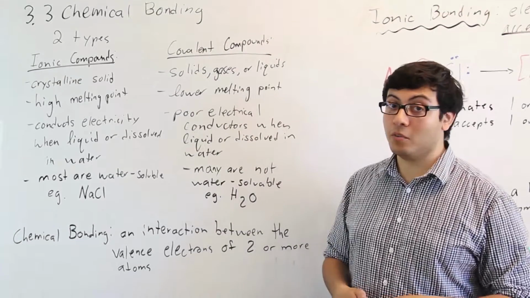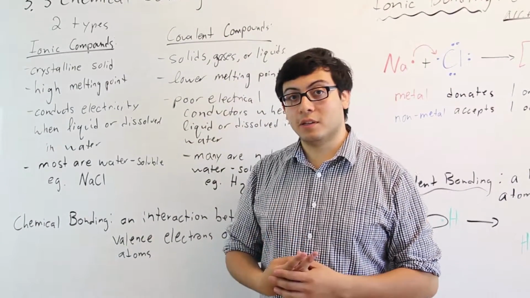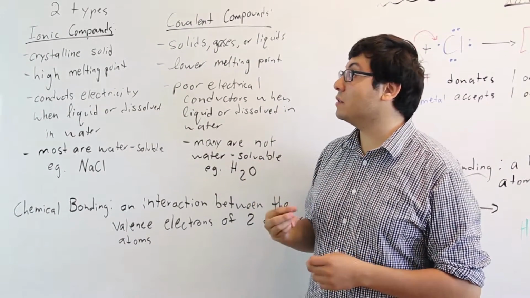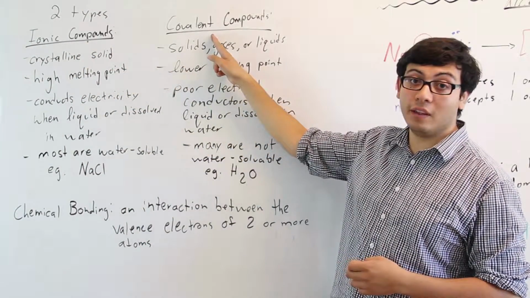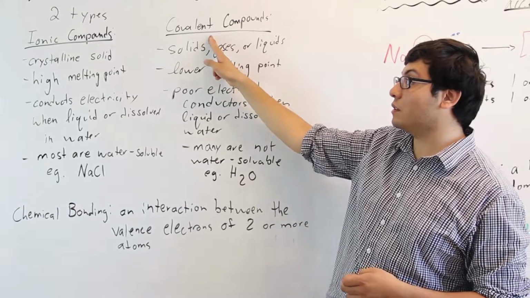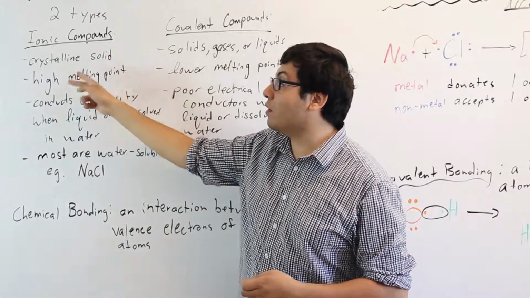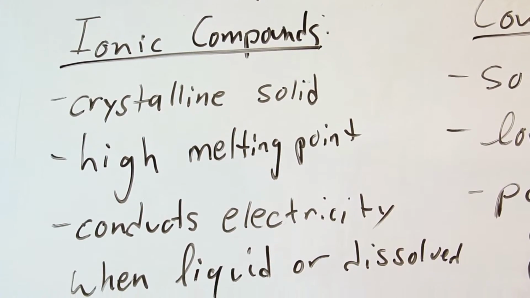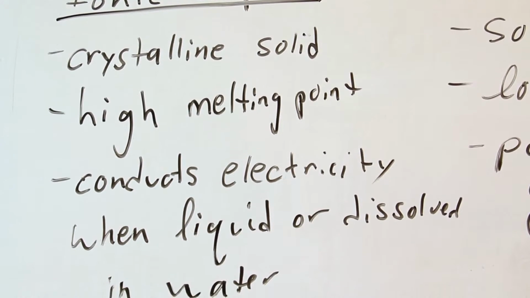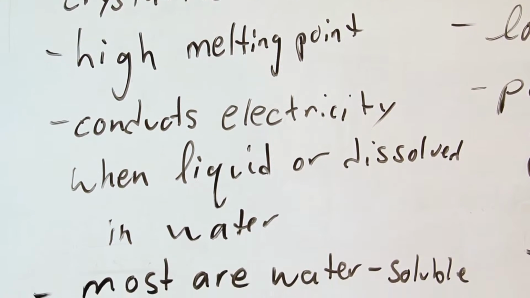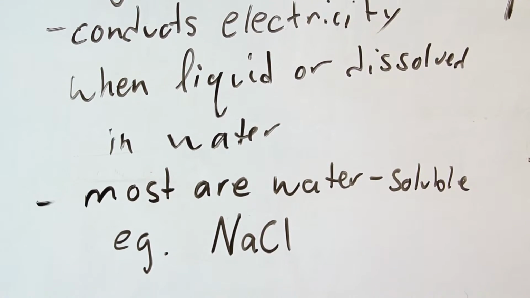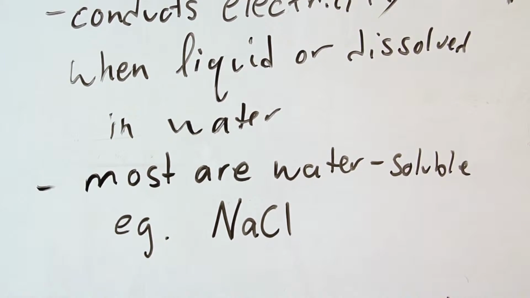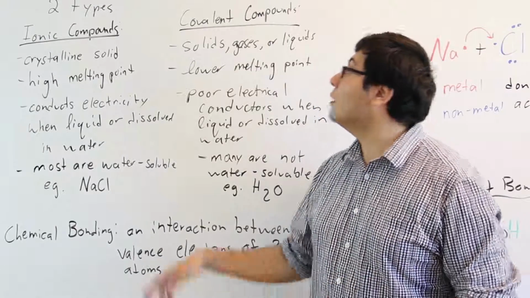Now let's talk about chemical bonding. There are two types of chemical bonding that can lead to two different types of compounds. The first is ionic bonding, which leads to ionic compounds, and the second is covalent bonding, which leads to covalent compounds. In ionic bonding, we have ionic compounds which are crystalline solids, they have high melting points, they conduct electricity when in a liquid or dissolved in water, and they are also mostly water soluble. An example of this would be sodium chloride or table salt that you spray on your food.